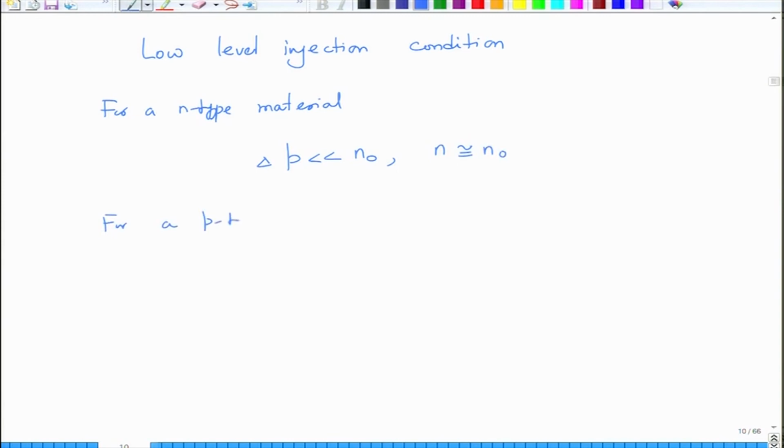For a P type material, it is the other way around: delta N is much smaller than P naught, and P is equal to P naught. This is called low level injection. Basically, it just says that whatever the perturbation is, it is small, and the perturbation causes mostly a difference in the minority carrier concentration, not in the majority carrier concentration. So, we have these recombination generation.